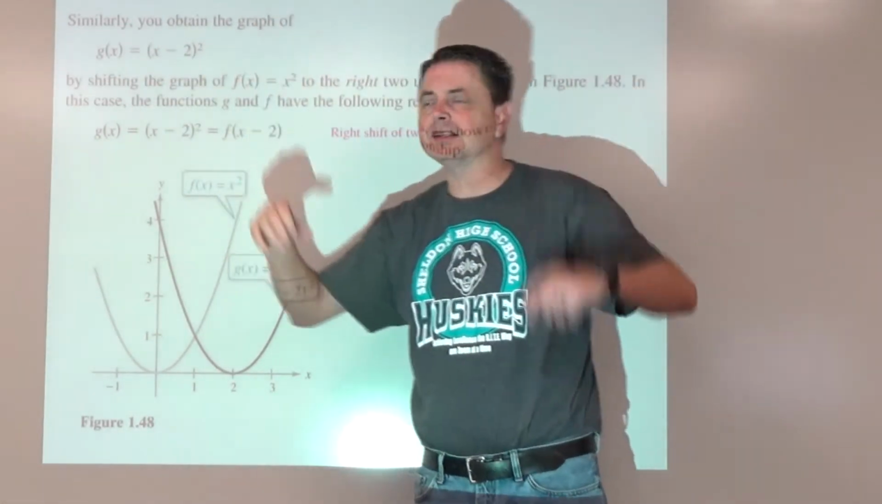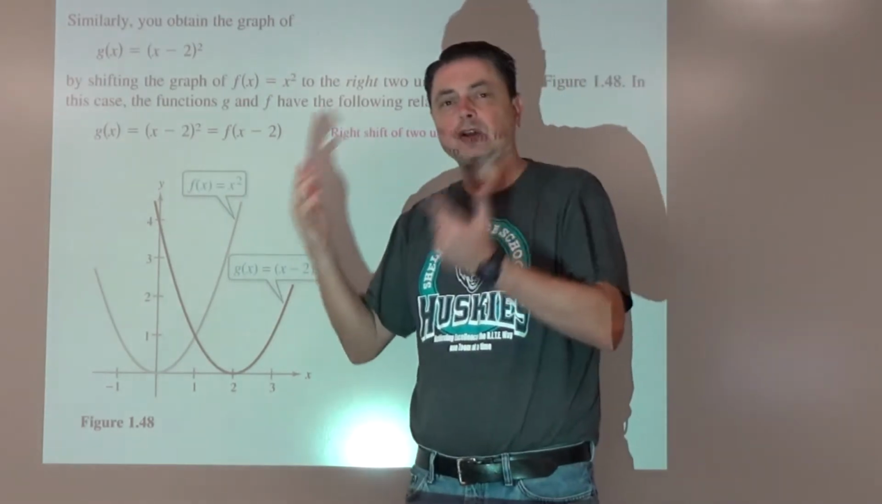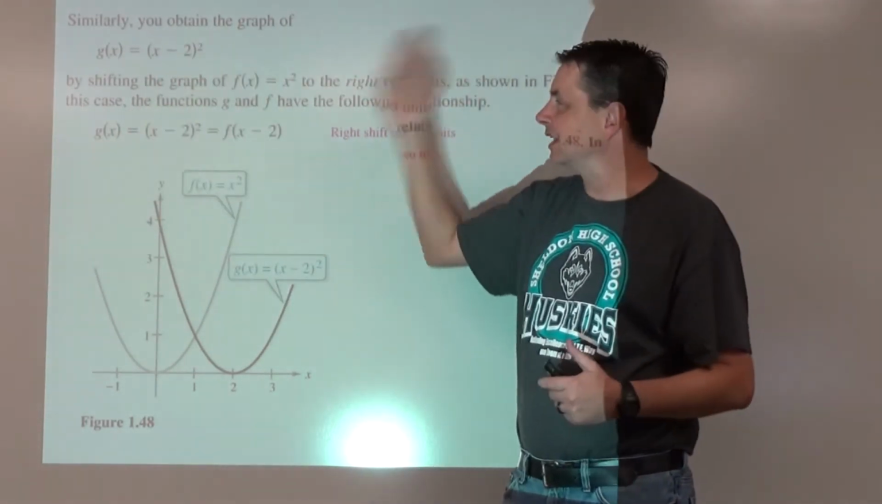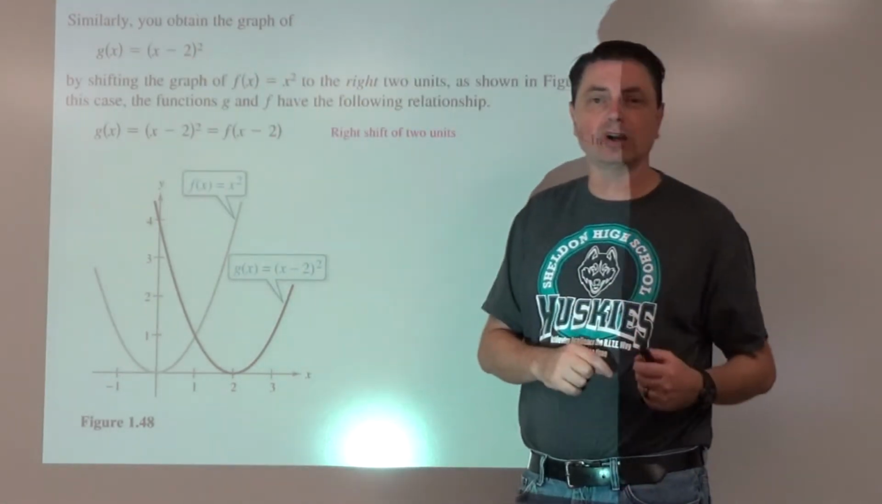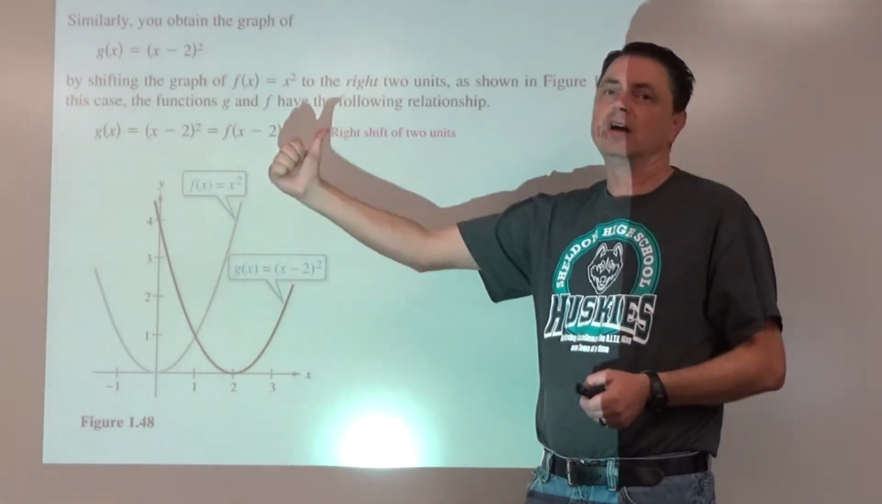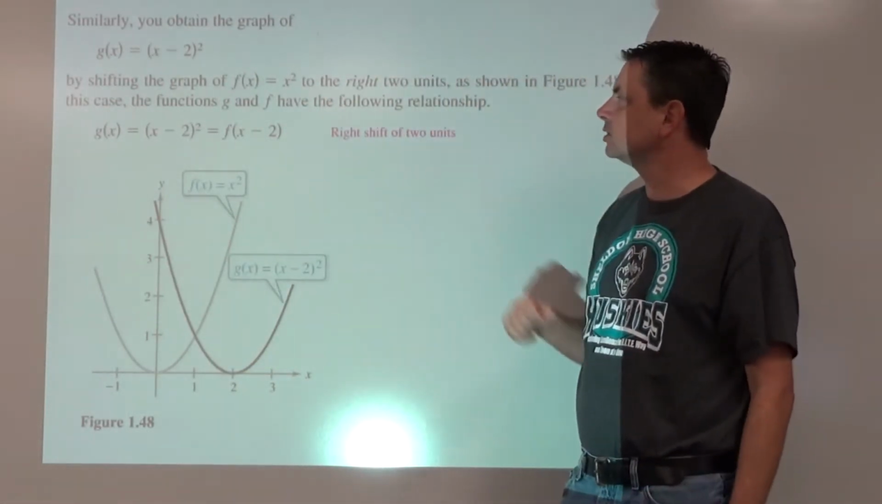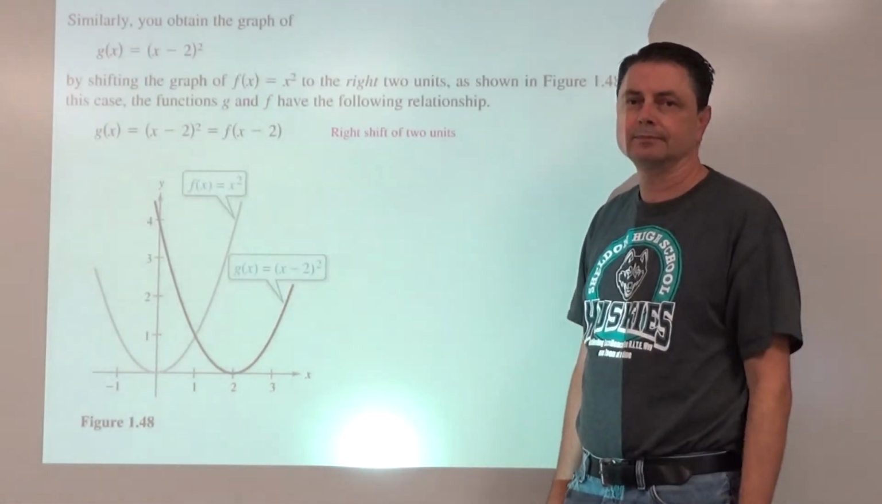Inside the parentheses here, that's going to create a horizontal shift. A lot of times we look inside and think opposite. This is going to shift right 2. So if we think of that as setting it equal to 0, x minus 2 equals 0, and solve for x, you get x equals positive 2. So that's going to be a shift right 2 units, or a translation. They mean the same thing.